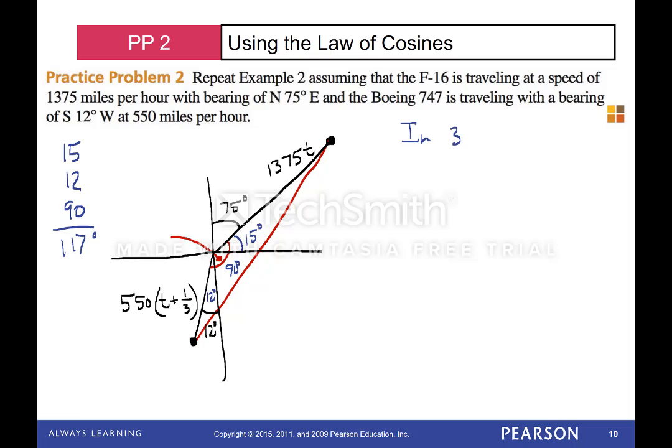So let's go for it here. In 3 hours, and this is what I said on the previous problem, I'm going to figure out my values before I start plugging in, because I sure don't want to plug in t values into mine. So if the jet is traveling 1375 for 3 hours, it has covered 4,125 miles. And the 747 is traveling that way, it has covered a certain amount of miles as well.